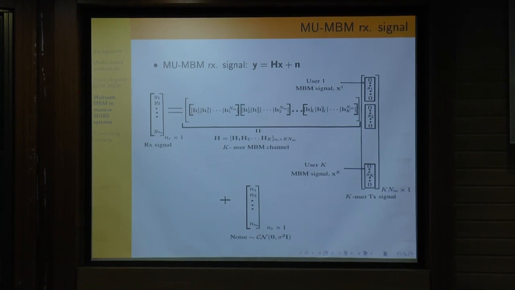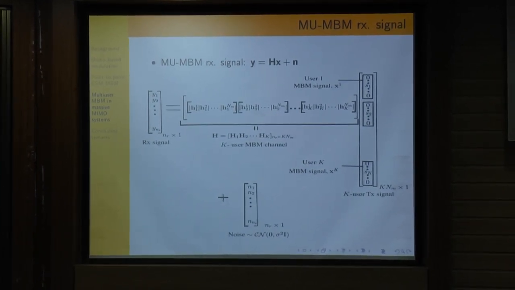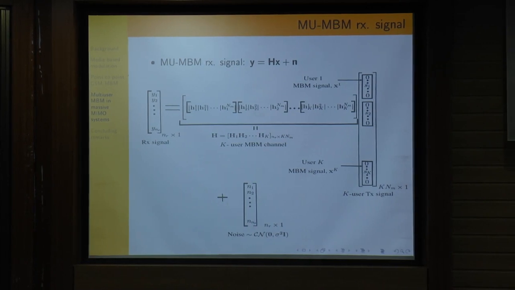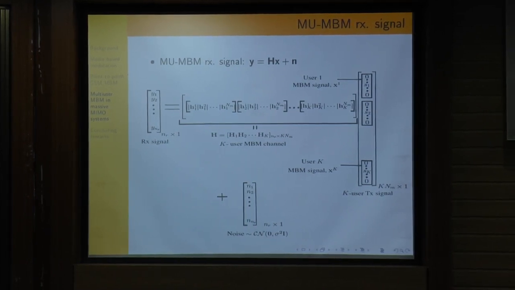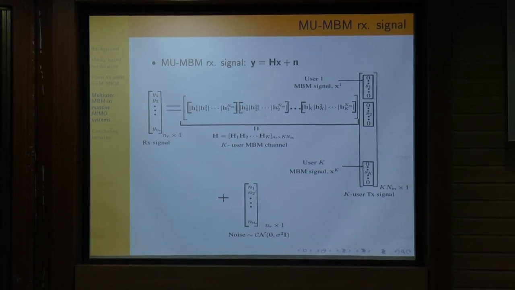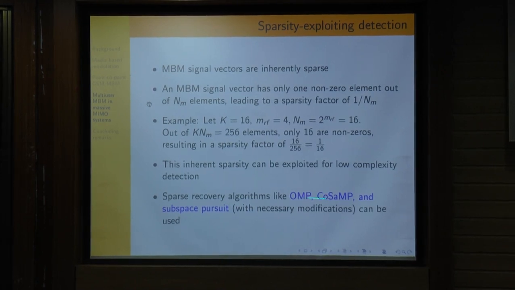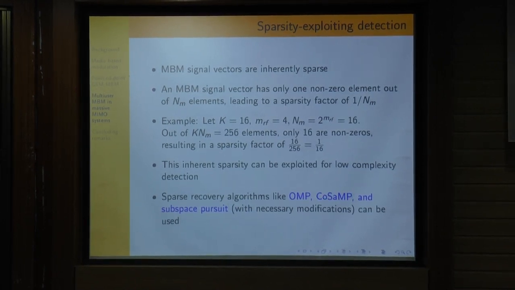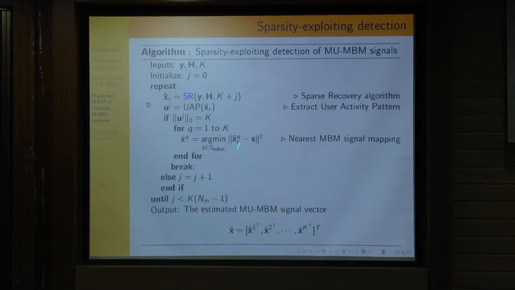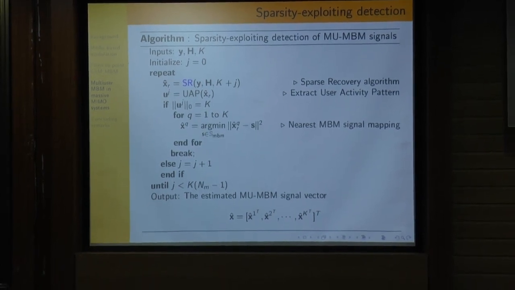A single signal vector transmitted from my MBM transmitter is going to have only one non-zero element, which is the QAM symbol; the remaining are all zero. Because of that, you can use sparse signal recovery algorithms, which are there in the literature. For example, OMP, CoSaMP, and subspace pursuit, which are very popular in compressive sensing and sparse recovery, we just used them. This is the basic algorithm, but you may have to make some variations.